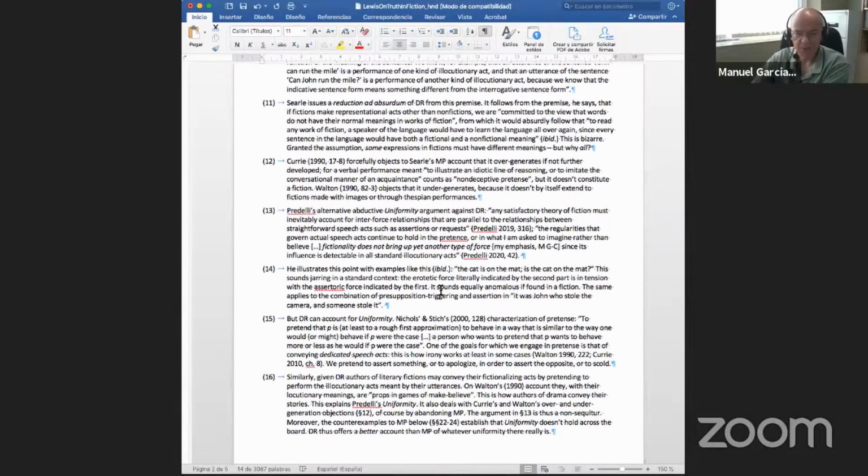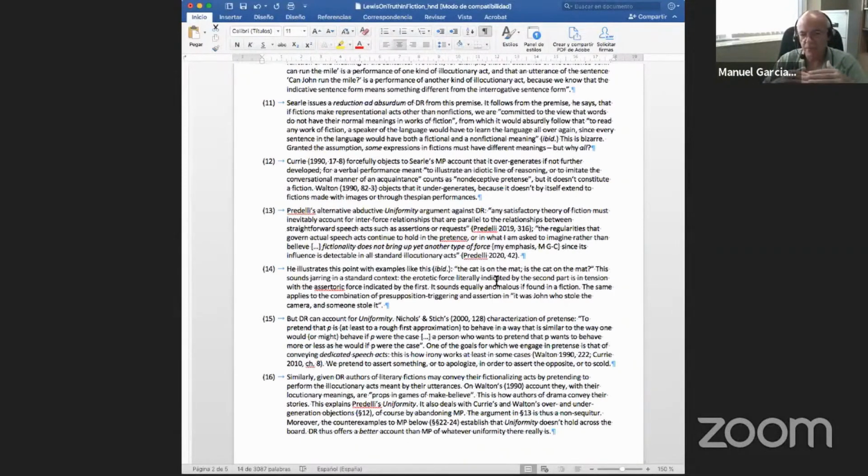Now Stefano Predelli, in a series of recent works, provides an alternative abductive argument, a uniformity argument, as he calls it. And this is his argument. Any satisfactory theory of fiction must inevitably account for interforce relations that are parallel to the relationships between straightforward speech acts such as assertions or requests. This is the main abductive premise.